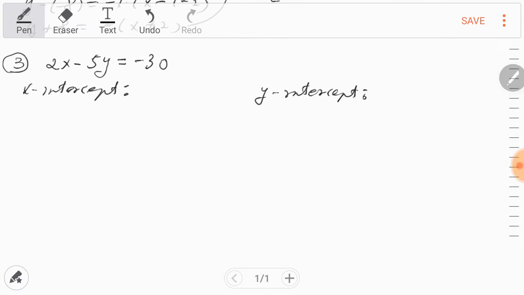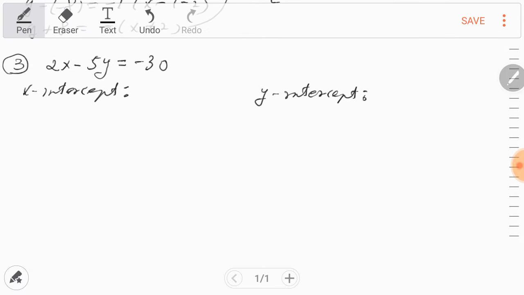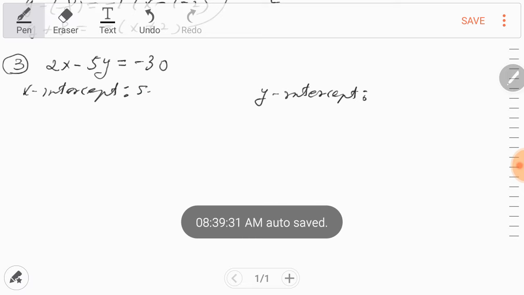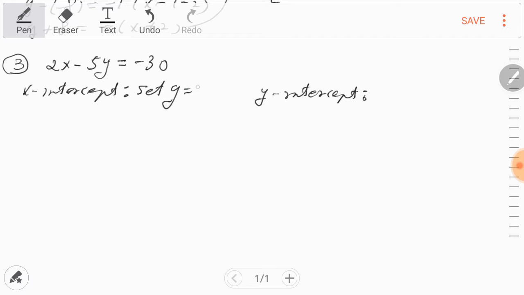Okay, number 3 is, here is an equation, and let's find the x-intercept and the y-intercept. X-intercept, how do you find the x-intercept? It's really important. Set the y value equal to 0, right? Set the y value equal to 0, then you can find the x-intercept. So plug in 0 for y, so 2x minus 5 times 0 is equal to negative 30. Then 2x is equal to, this is 0, so negative 30. Divide each side by 2, then negative 15.